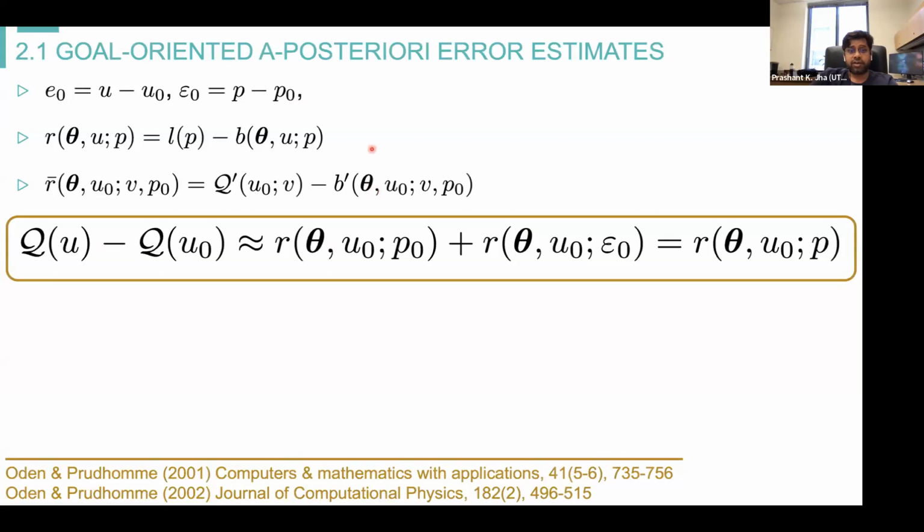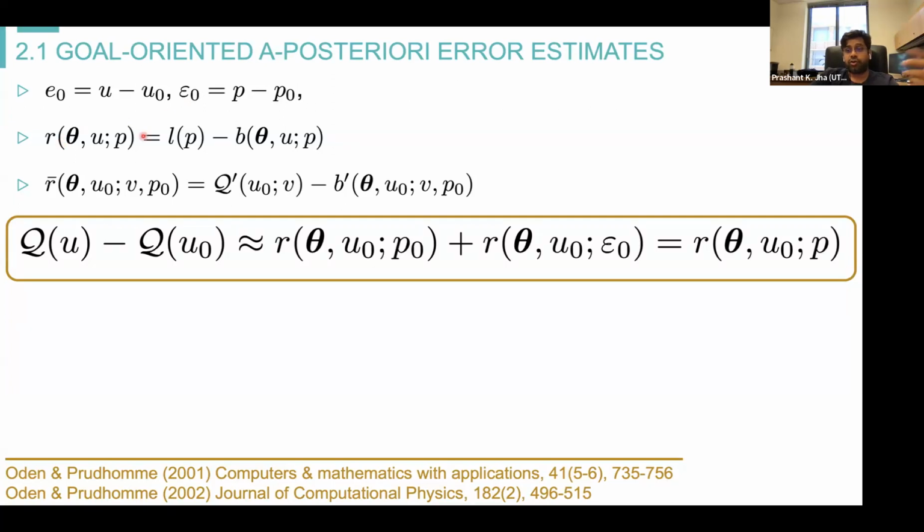So before I talk about certain estimates which are possible for this sort of error, let me define some notations. Given U0, some approximation of a forward solution U, we define the error as E0. So U minus U0 is E0. Related to that is the adjoint problem, both for our original high fidelity problem and for the surrogate problem. Let's say P is an adjoint solution and P0 is an adjoint solution of the surrogate problem. Then we can define another error in the adjoint, which is called epsilon 0.